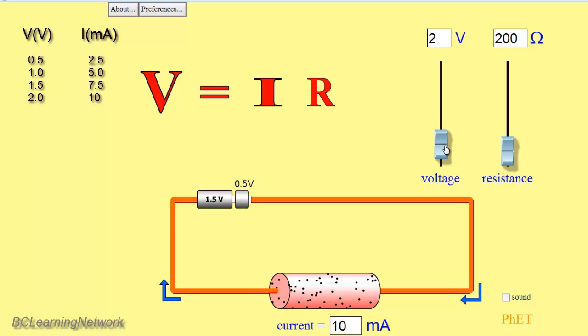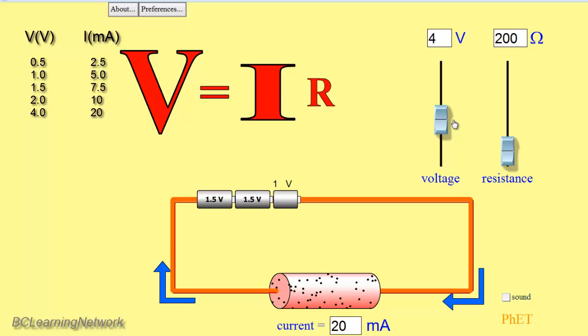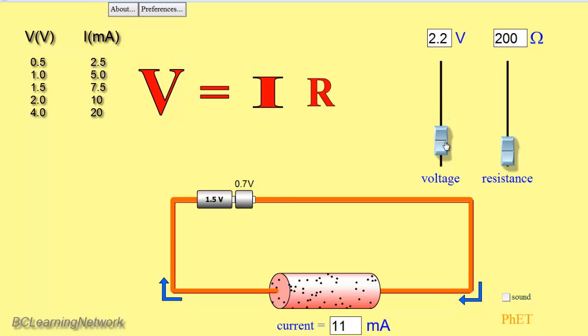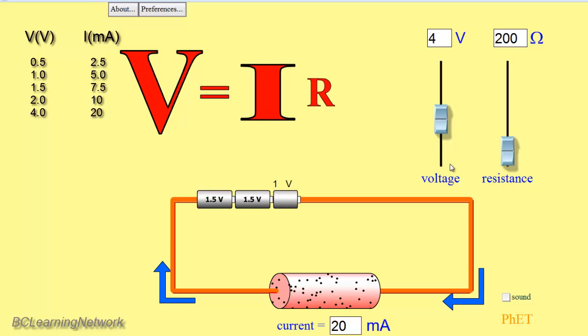So here I've got 2 volts. If I crank it up to 4 volts, I end up with 20 milliamps. So remember, at 2 volts, I had 10 milliamps. Double the voltage, double the current. Direct relationship, 20 milliamps at 4 volts.